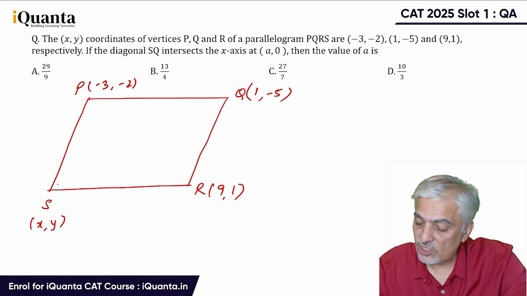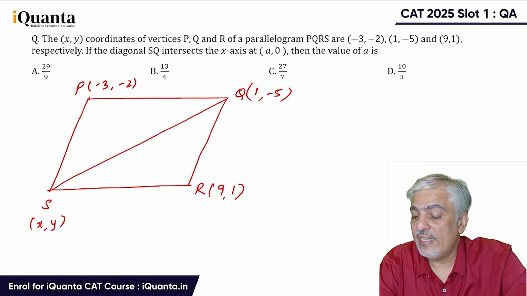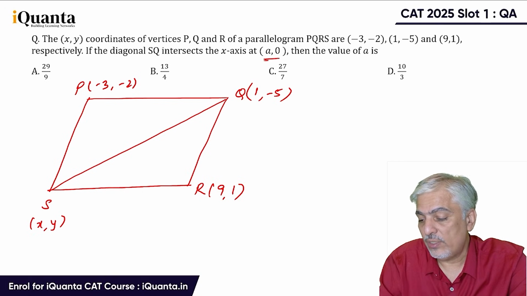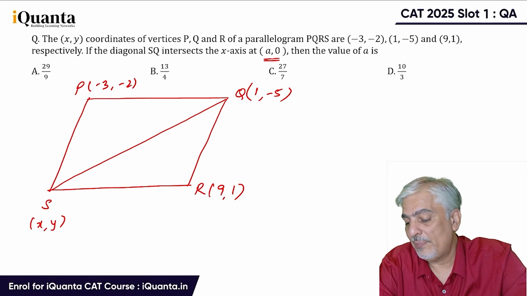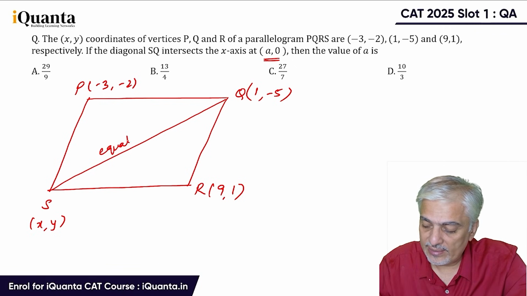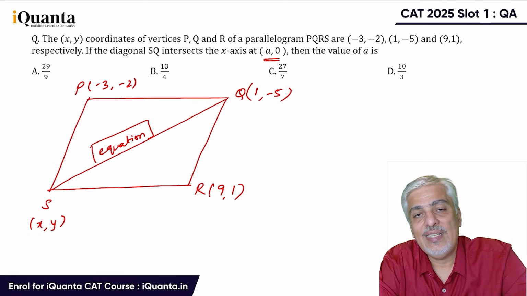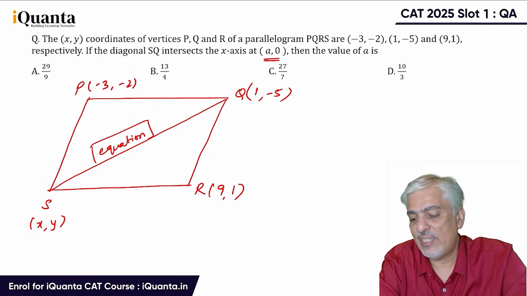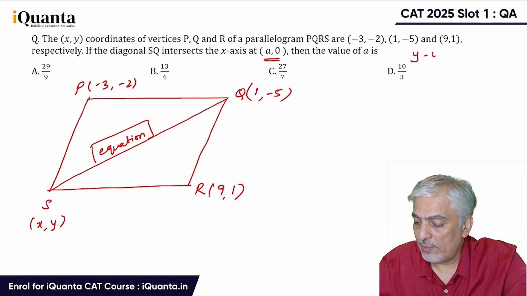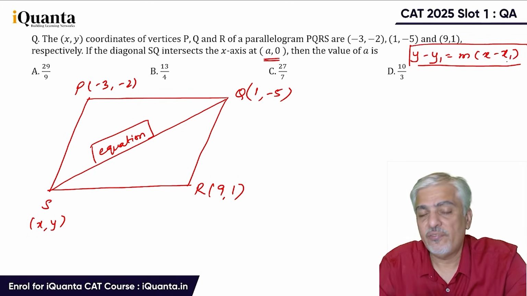If the diagonal SQ is drawn, it intersects the x-axis at a comma 0, find the value of a. That means, in short, first I want to find the equation of this line. If I get the equation of this line, in that I will put y as 0 and I'll get x. The most common formula for the equation of a line is y minus y1 is equal to m into x minus x1. All those students who have done maths well in school days would definitely remember this very well.